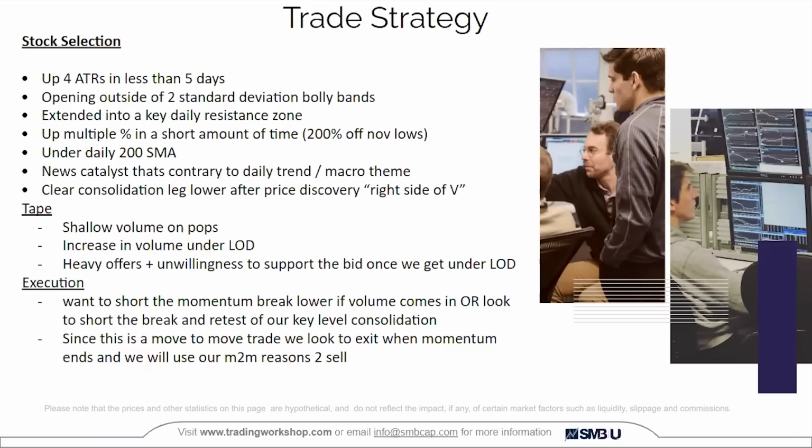It's up multiple percent in a short amount of time. For this specific trade, it was 200%. And I think it's relative to how the stock moves, but we do want to see multiple percents up in a short amount of time. And we also want the stock to be under the 200-day simple moving average. That shows that this is still a downtrending stock, and we want to trade the overextension into that. And we also somewhat want a catalyst that's contrary from the daily trend. We'll go more into that, specifically with the catalyst for the day and the Chinese COVID.